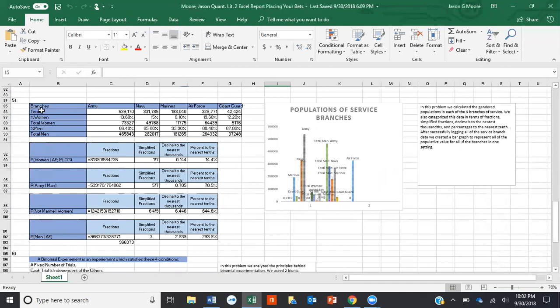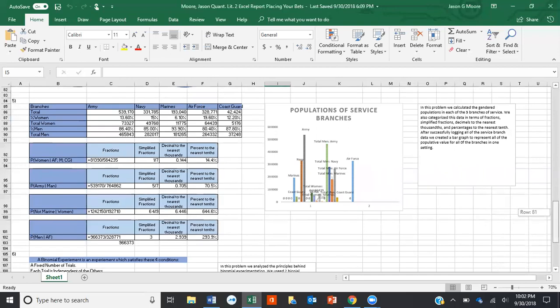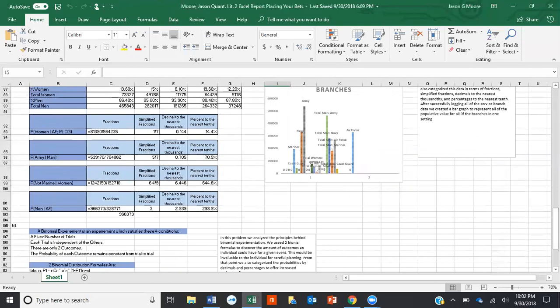We also took into account the percentage of men and women in each branch of service, which were the Army, the Navy, the Marines, the Air Force, and the Coast Guard. Once we acquired those percentages, we put it all into a bar graph, as you see here. It accurately gives each branch's percentage for male and female service members, as well as the total for each branch.